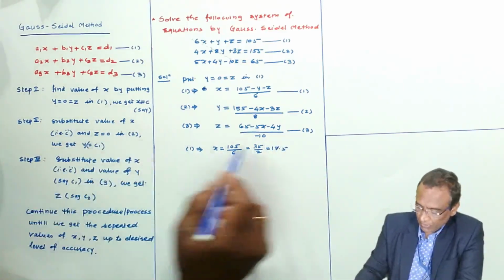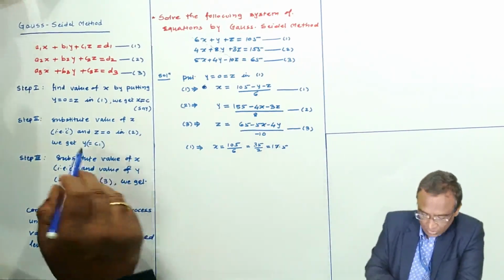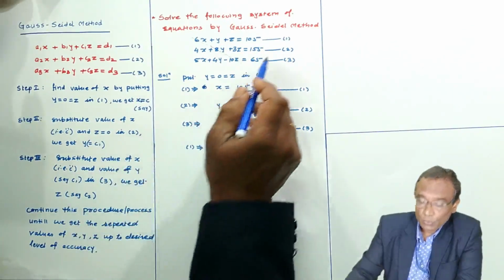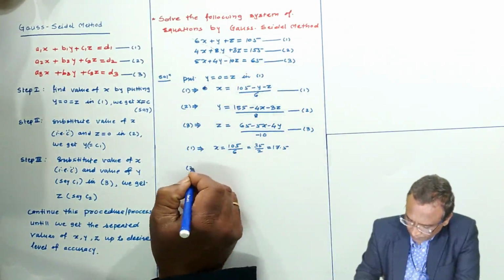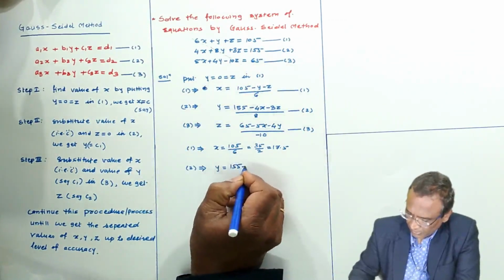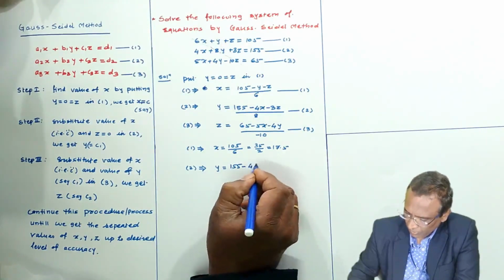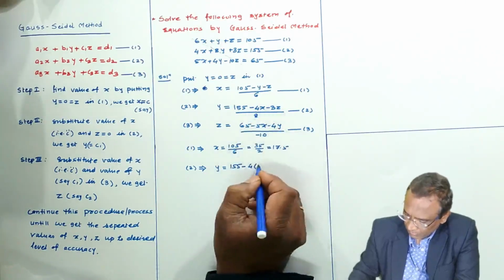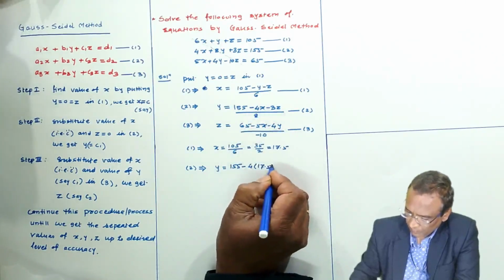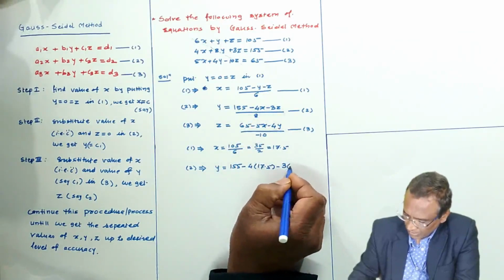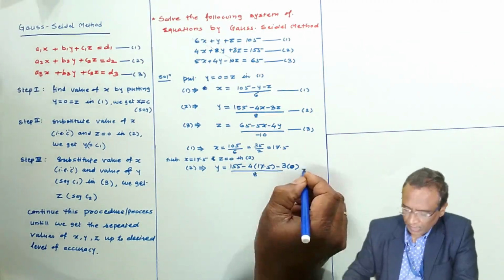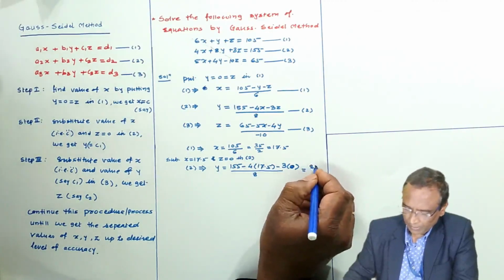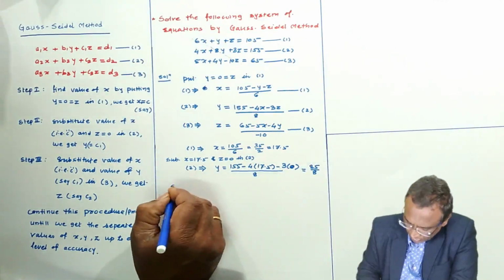Substitute the latest value of x and z equal to 0 in equation 2 so as to get the value of y. Equation 2 gives 155; you can write it directly, I am writing it indirectly here. 4, the latest value of x I am putting 17.5, minus 3 and z equal to 0. Now this divided by 8, and this equals 85 by 8.